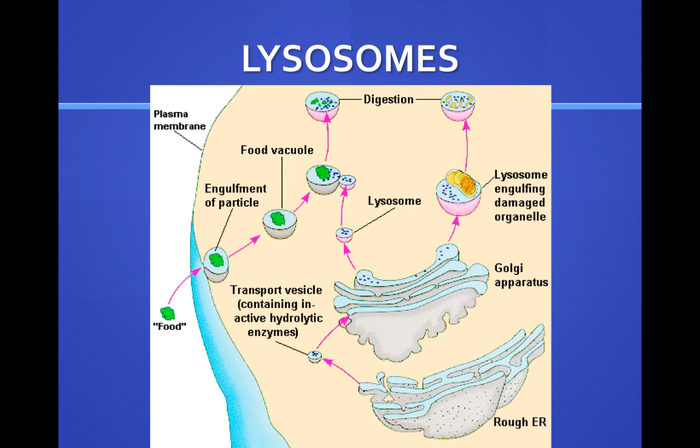The rough ER produces the transport vesicle with the inactive hydrolytic enzymes in it. The enzymes are enclosed in the lysosome so they don't digest the cell. They go through the Golgi apparatus for processing, and then the lysosome is produced.